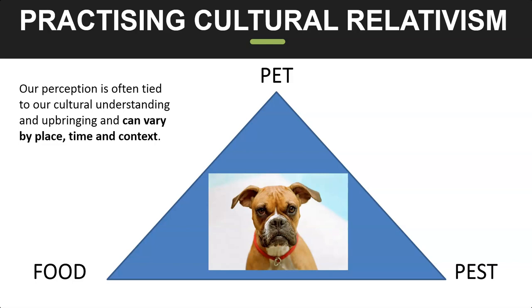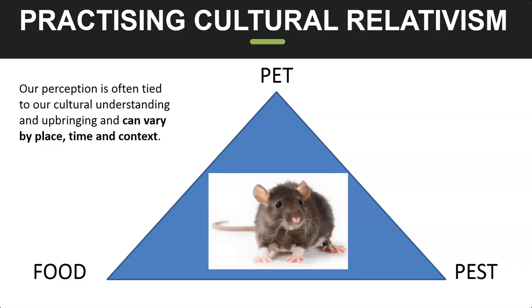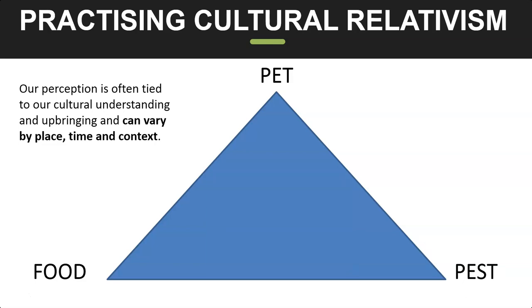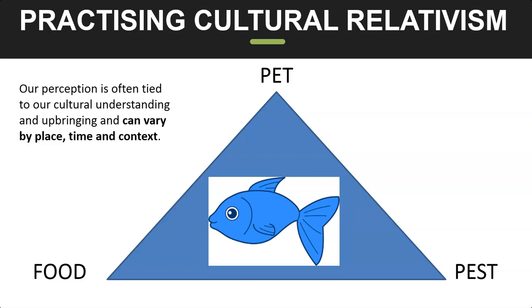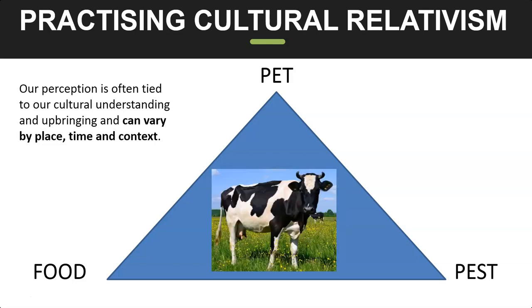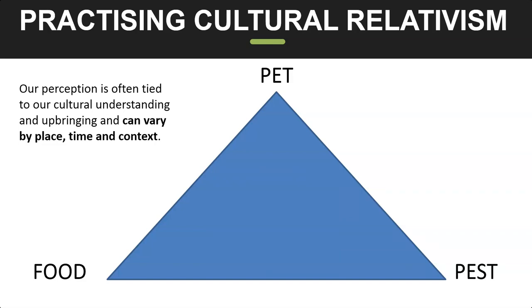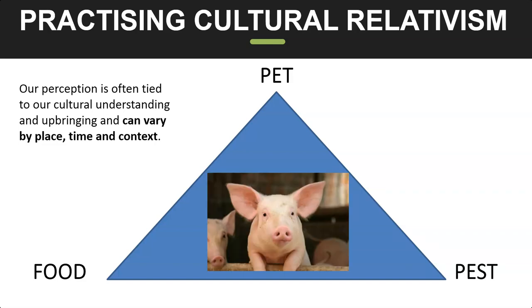A dog, is that a pet, a pest, or food? How about a rat? How about fish? Sometimes they can be more than one thing. How about a cow? Sometimes they don't fit any at all. Some people never eat pork, and sometimes it's important to understand why that cultural practice actually happens.